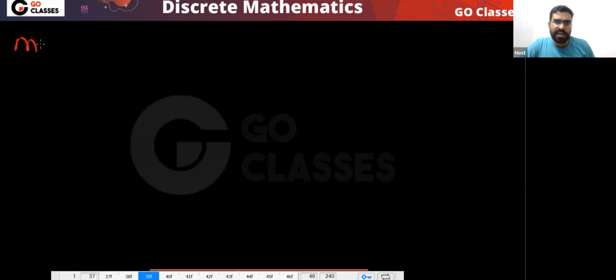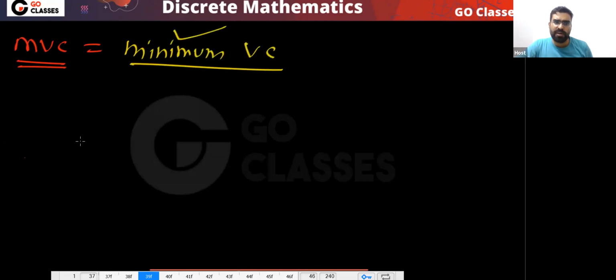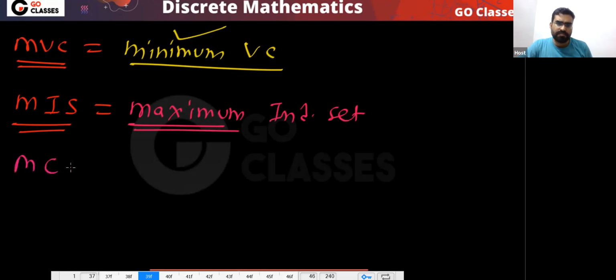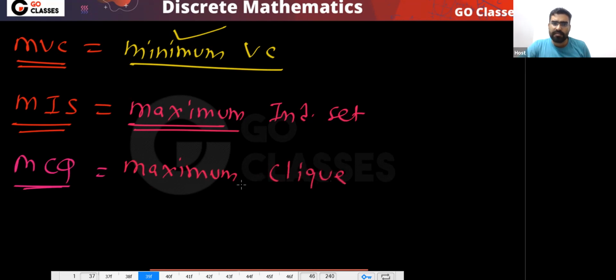Remember one thing, if I write MVC, what does it mean, minimum or maximum? It means minimum vertex cover, because we are only interested in minimum vertex cover. And if I write MIS, independent set, then what does it mean? Here it means maximum independent set, because when you study independent set, maximum is what we want. And this means maximum clique.